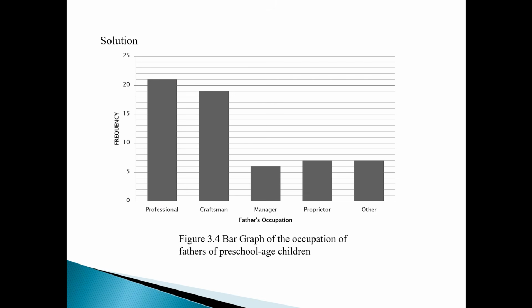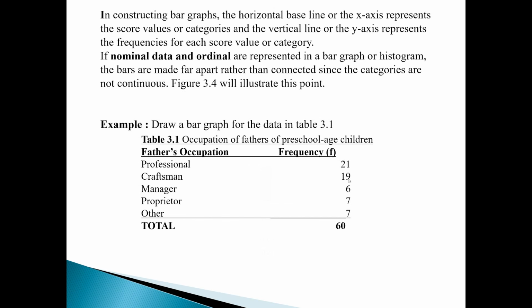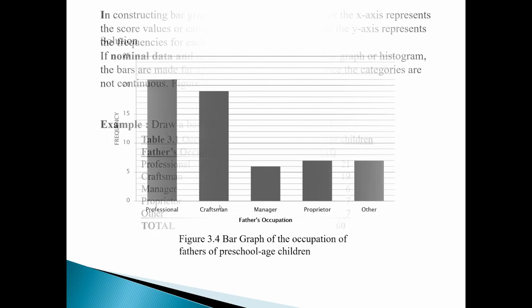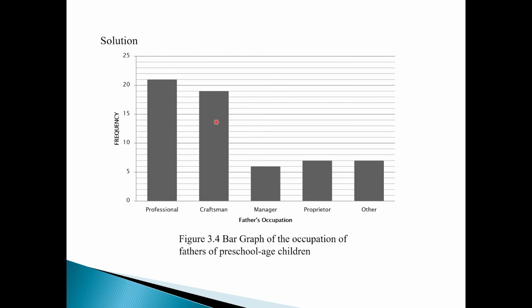For craftsman, it is 19. So from 0 until 19. Again, manager from 0, how many? 6. So until 6. Proprietor is from 0 until 7. For others, 0 until 7. This is your bar graph for your father's occupation and the frequency. This is how you create your bar graph.